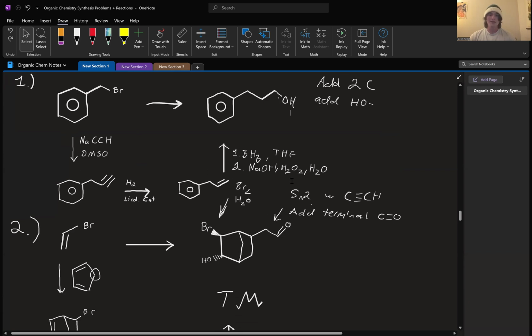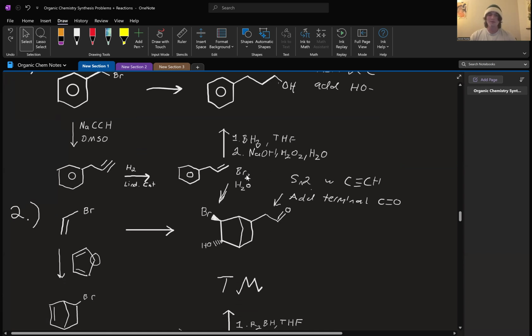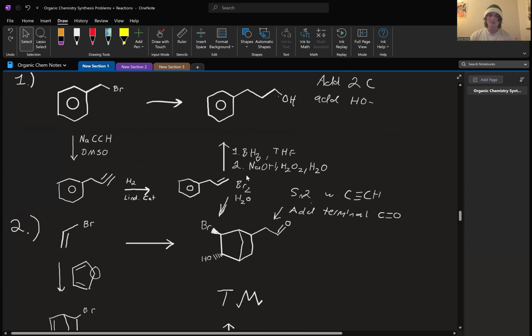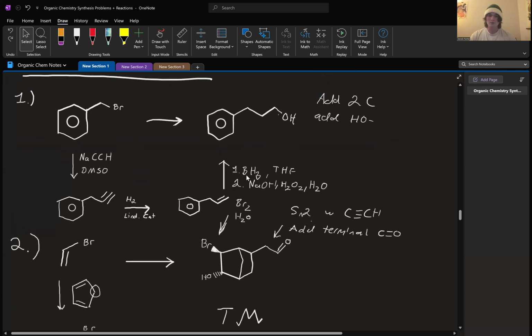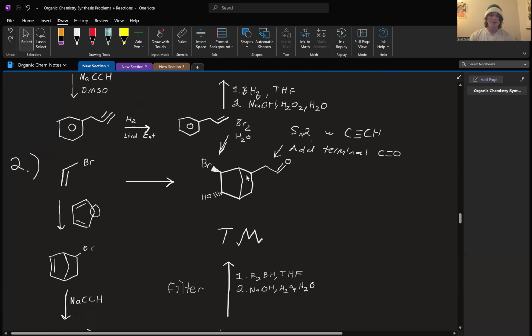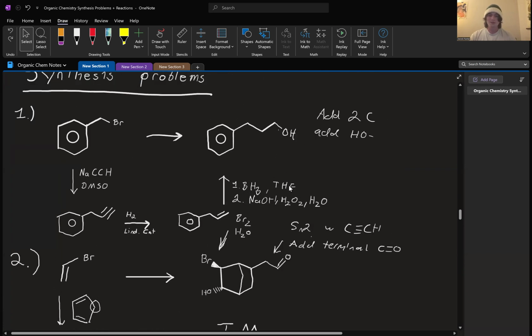And then we have the addition of the hydroxyl group, an anti-Markovnikov addition, using hydroboration oxidation. And so that's kind of the way you go about it.